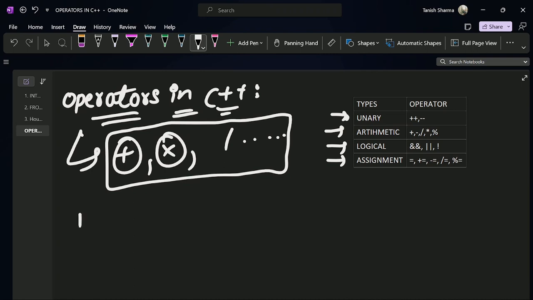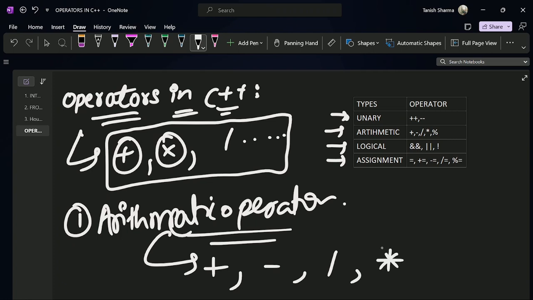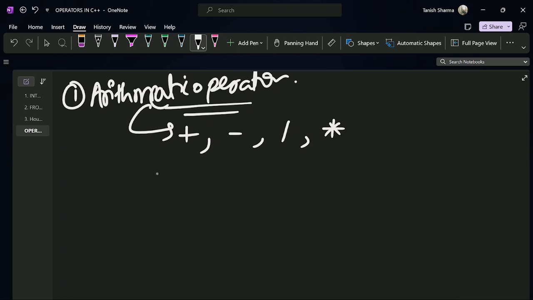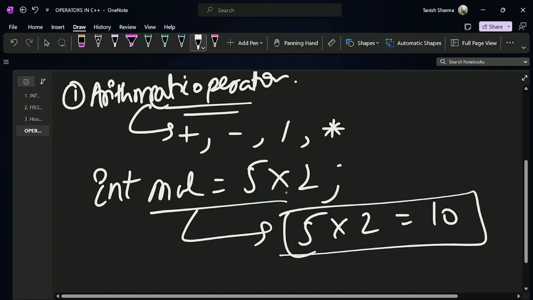Let's start with our very first operator, that is our arithmetic operator. So what actually are these arithmetic operators? See, arithmetic operators are so simple: plus, minus, divide, and multiply. These are pretty simple. If you want to perform some calculation, like multiplication, let's say I want to do 5 into 2. In that case the result is going to be 5 into 2, that is equal to 10.